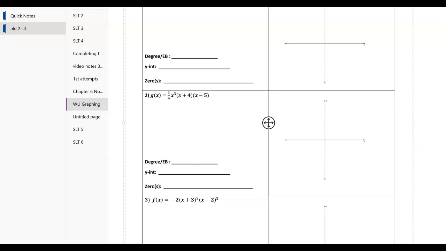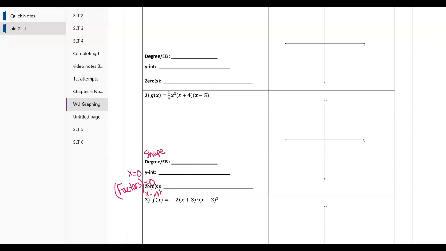So we need to know the degree, the end behavior, also known as our shape. So I'm just going to write that here. We need to know the y-intercept, and we'll figure that out by making our x become 0. And then we need to find our zeros, also known as our x-intercepts, by taking our factors, which are usually in parentheses, setting those equal to 0, and then solving.